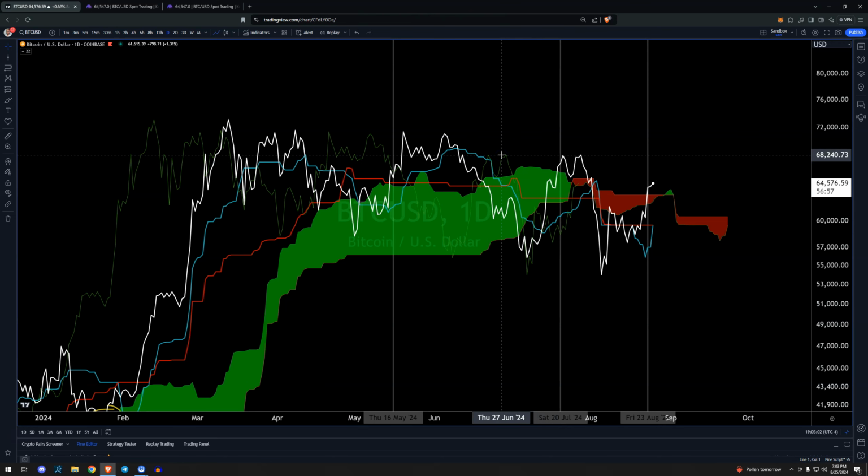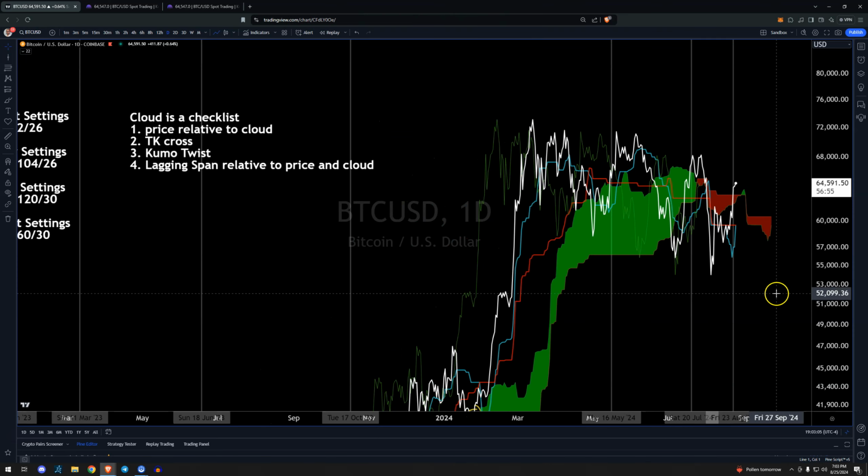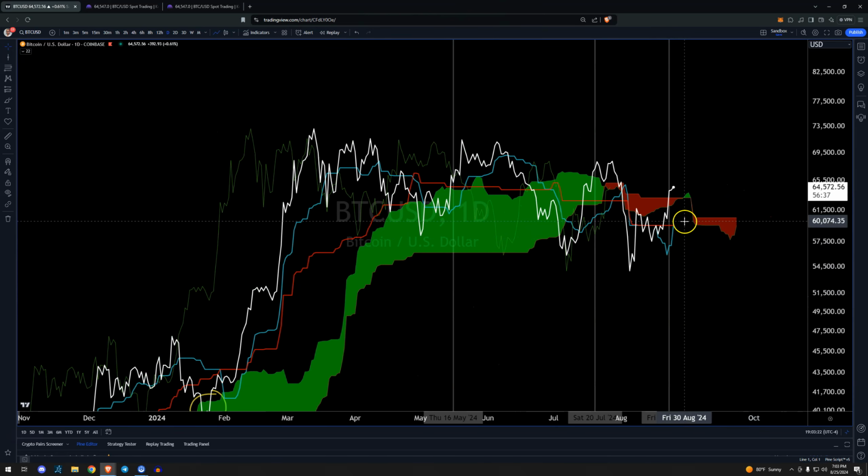Now, again, if you like it there, if you want an additional part of the checklist, that's fine. But be careful about moving too many variables around. If you've never used this before, you definitely have to get used to that. Because the TK cross is below the cloud, this is another question I get.